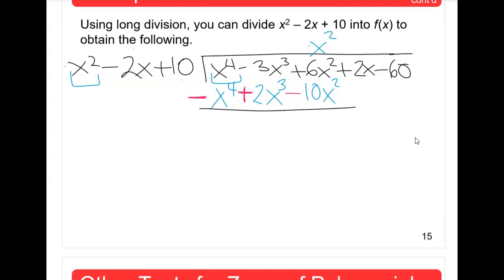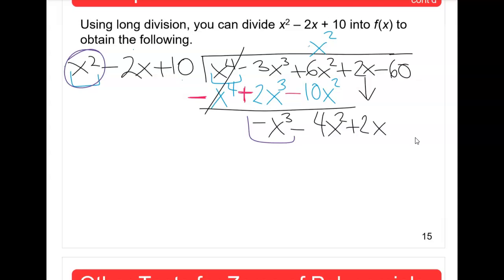And then we combine like terms, so this cancels. Negative 3x cubed plus 2x cubed, we get negative x cubed. And from positive 6x squared minus 10x squared, we get negative 4x squared. Now we drop the next term, which is plus 2x. And now I'm going to divide the negative x cubed by the x squared. So it's going to be negative x.